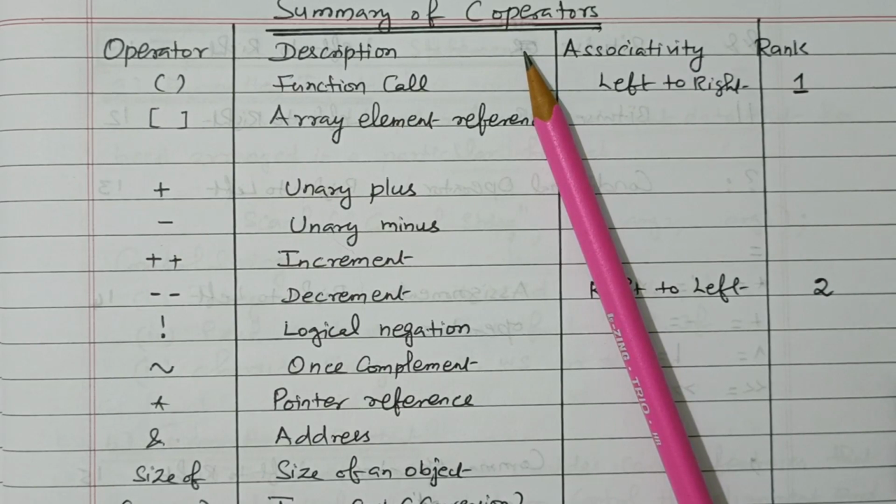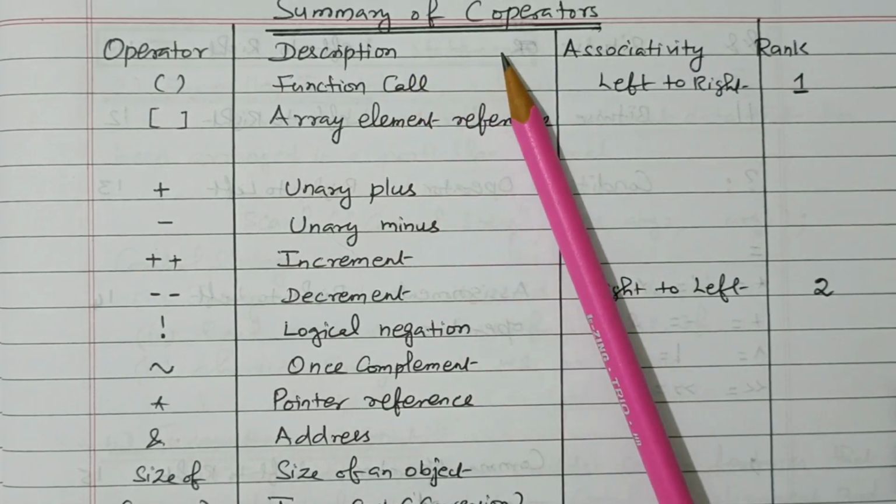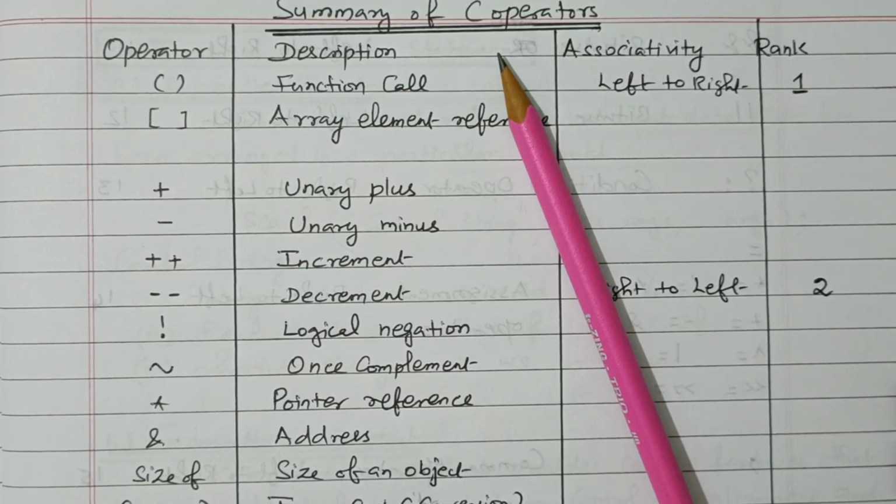Now we'll go to the topic. We will summarize the C operators according to the hierarchy of the operators. Which operator is executed first? That is called the hierarchy.